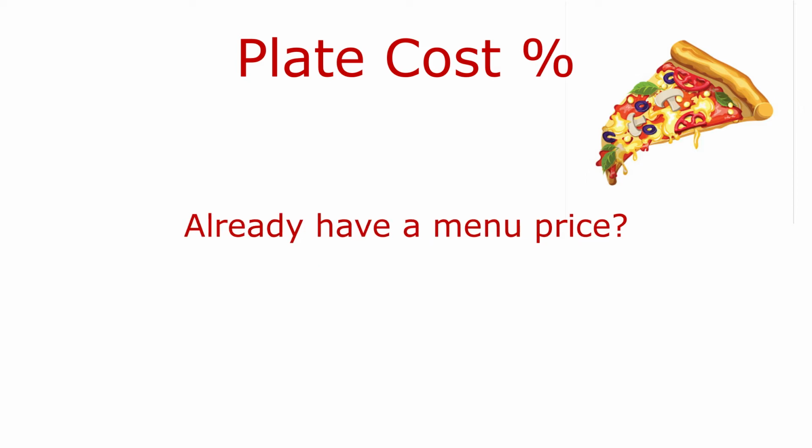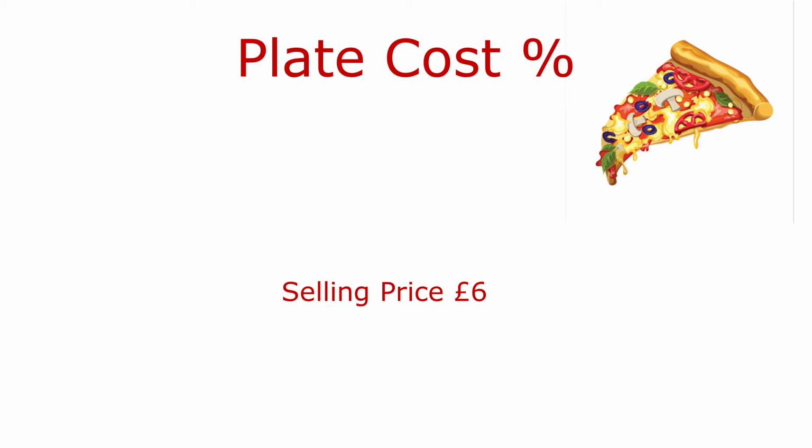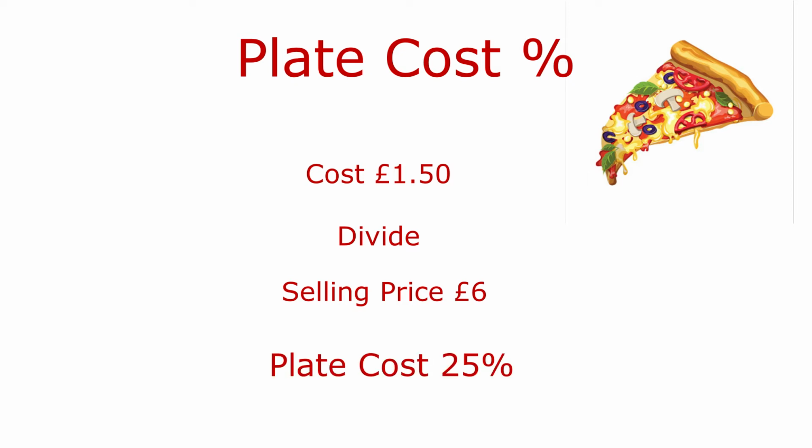Okay, so if you're already a trading restaurant and you've not worked out what your plate cost is, what you can simply do is take your selling price. So for example, we'll take the 6-slice pizza again, and let's say you're selling it for £6. What you need to do is identify what the cost to you is, okay? And let's say it's £1.50. You take the £1.50, divide it by £6, and you'll get 25%, meaning that your plate cost is 25%.